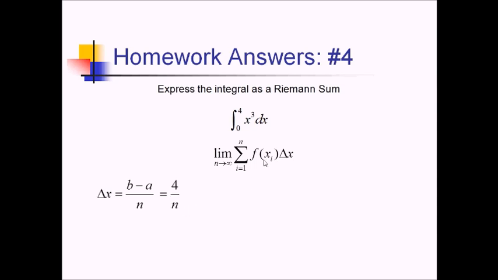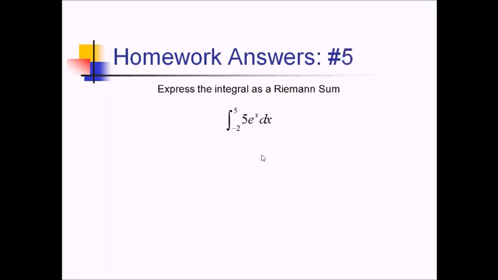Next, for xi, that's just going to be the a value plus the i times the delta x. So this is going to be 0 plus 4i over n. Next, xi is getting cubed up here. That's our function, the cubing function. So we need to do essentially 4i over n cubed times delta x here. That's just going to be, again, 4 over n. And we put all that inside that limit summation formation there.